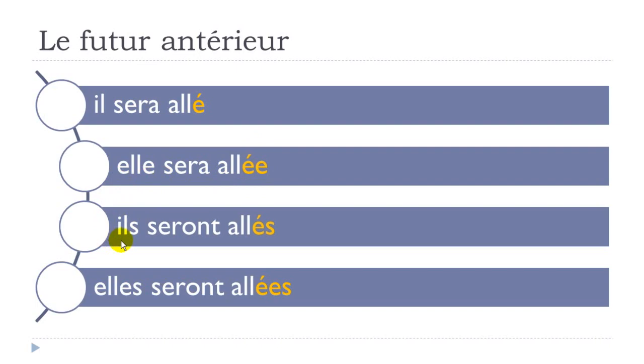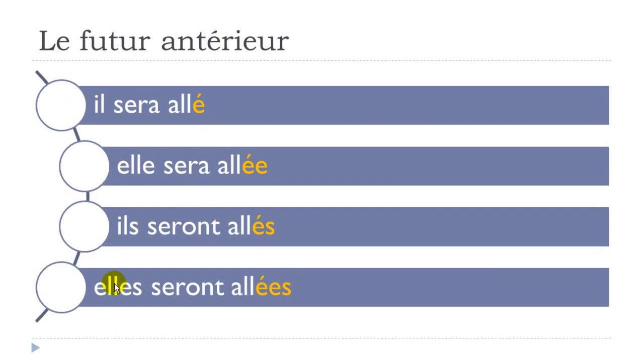If you've got the plural, like it's the case here, ils seront allés, et S, like that. So you'll put this S, you don't pronounce it, but still you need to put it. Okay? Elles seront allées. Here you've got the feminine form and it's the plural, so you've got this E mark of the feminine, then you've got this S mark of the plural. Same thing here, you don't pronounce it, but you need to write it. Okay, so let's read them. Il sera allé, elle sera allée, ils seront allés, elles seront allées.